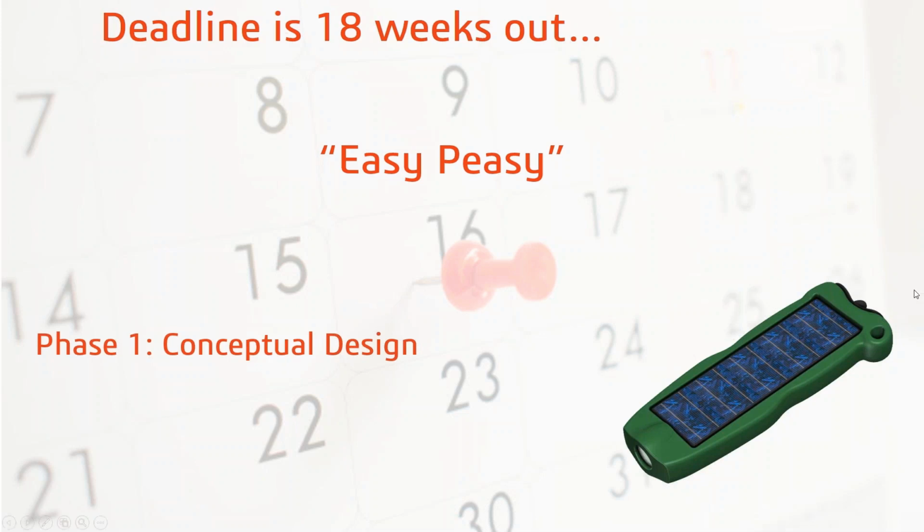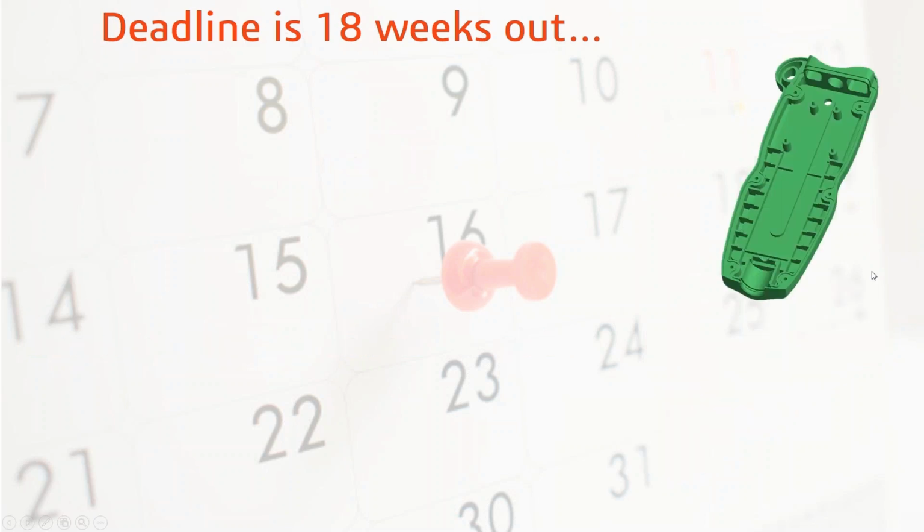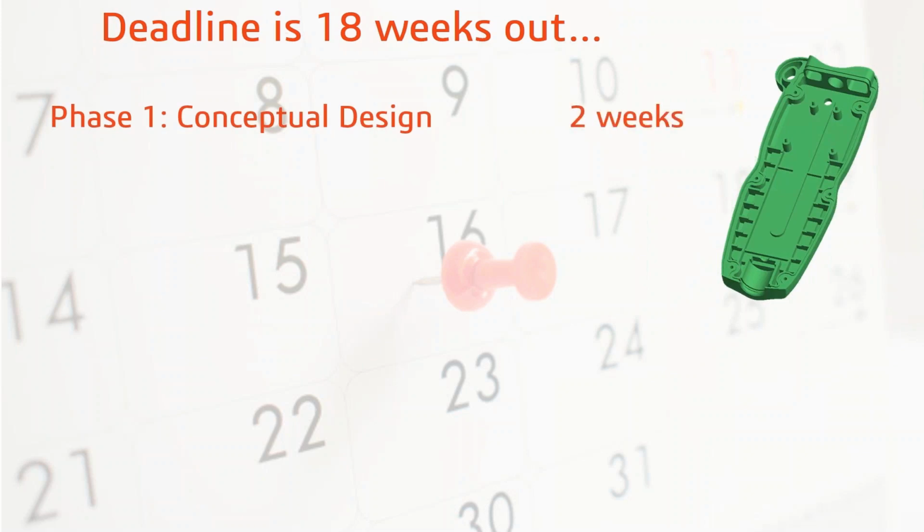So phase 1 was kind of a conceptual design. I sketched it out, gave it a basic look, and then modeled up something that I thought was pretty appealing, and you could hold it in your hand, it would float. It had a lot of nice features. Anyways, it took me about 2 weeks to do that. Go ahead. And then with a deadline of about 18 weeks out, I had a finished model.